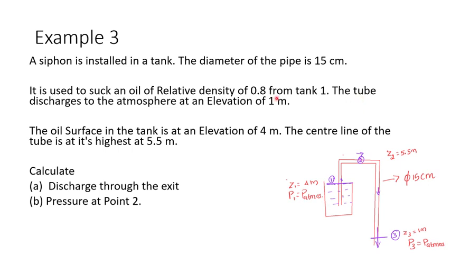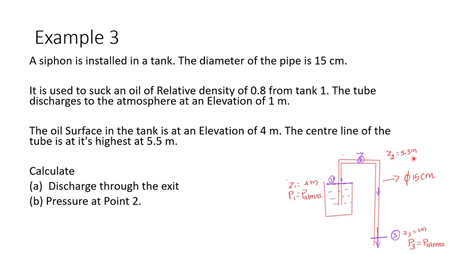The tube discharges to the atmosphere at an elevation of 1 meter. So the tube is also discharging the fuel out. Someone is sucking the fuel out. It is discharging to the atmosphere, which means P3, the pressure at section 3, is also atmospheric pressure. We know that Z3 is 1 meter. The oil surface in the tank is at an elevation of 4 meter, so Z1 is 4 meter.